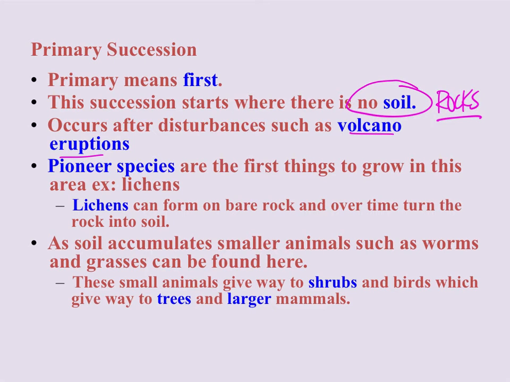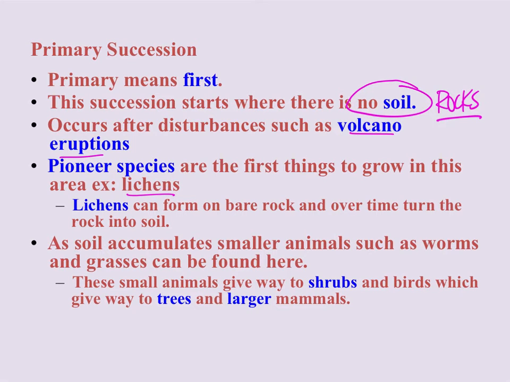And we know rocks are non-living. So what has to happen is a pioneer species has to grow, and that'll be the first living thing to grow in that area. And usually this is lichens. Lichens are a mutualistic relationship between algae and fungus. What happens is the lichen forms on the bare rock, and over time it breaks down the rock into soil. So lichens are a common pioneer species.